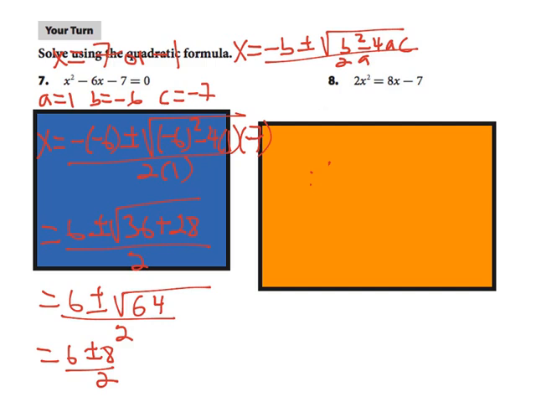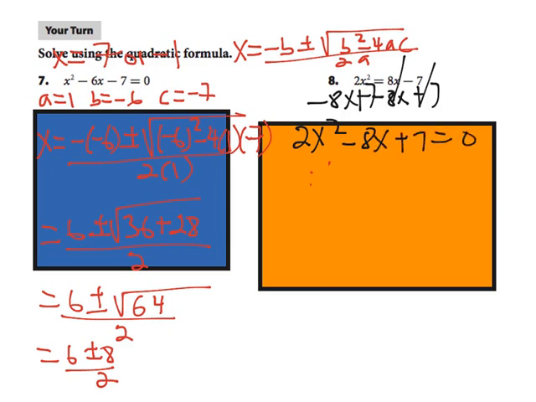Before we do that, let's set the equation equal to 0 by subtracting ax and adding 7. So that's reduced to 0. So we have 2x squared minus ax plus 7 equal to 0. So now our a is going to be 2.